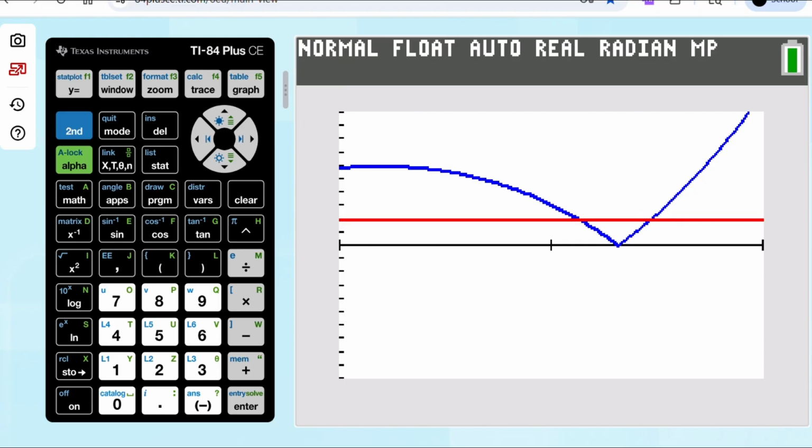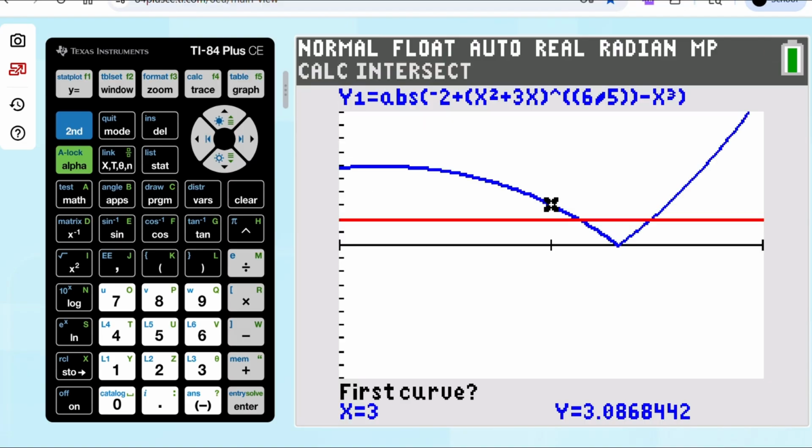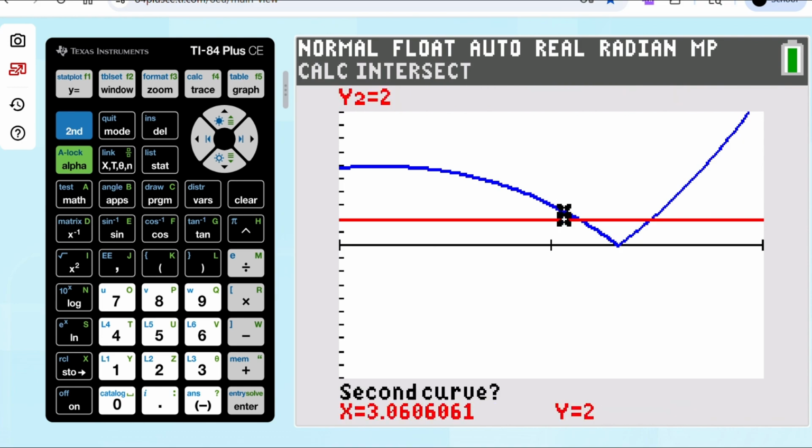So we can see that y equals 2 intersects that absolute value of the velocity function twice. We're going to hit second trace. We'll go down to option number 5, which is intersect. It says first curve. Just go close to the intersection point on that first curve and hit enter. And then just go maybe a little past the intersection point on the second curve and hit enter. And you get 3.127629, or 3.128 when we round.